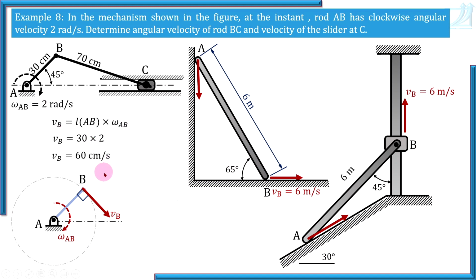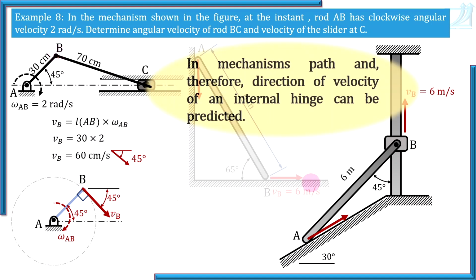So VB is 60 centimeters per second. Rod makes 45 degrees with horizontal, so VB makes 45 degrees with vertical. So direction of velocity known. Have you realized what I said? In this problem we solved, VB was given in magnitude and direction. Similarly, in this problem also, VB is known in magnitude and direction. So it's not a different problem. I can say that indirectly VB is given.